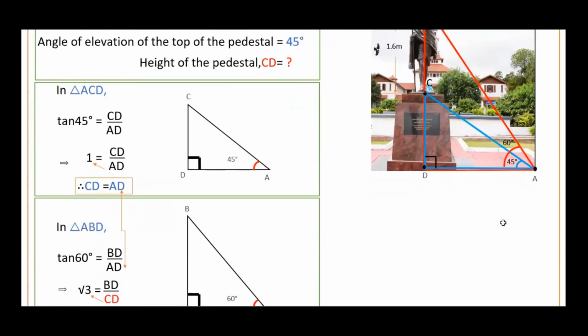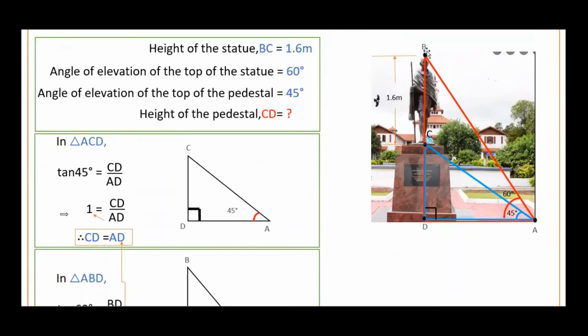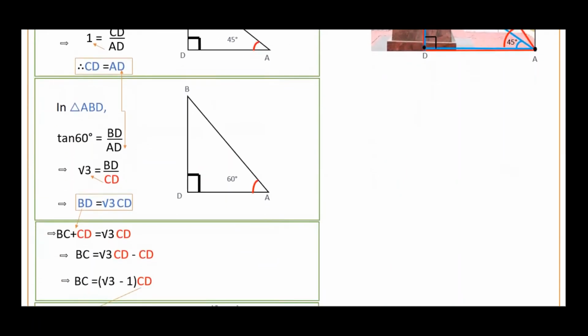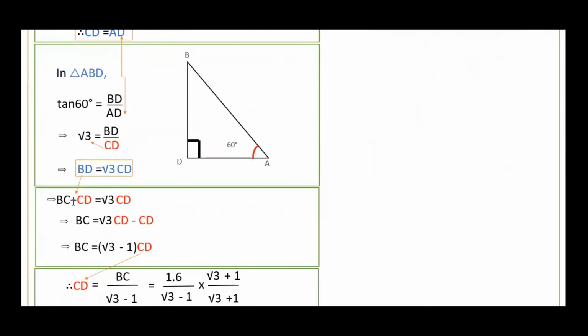And here BD is BC plus CD. See here, BC plus CD, because you have to find the CD value. So BD you can write as BC plus CD. So now instead of BD you can write BC plus CD, that is equal to root 3 CD. So BC is equal to root 3 CD minus CD. Therefore BC is equal to, here CD is common, CD into root 3 minus 1.